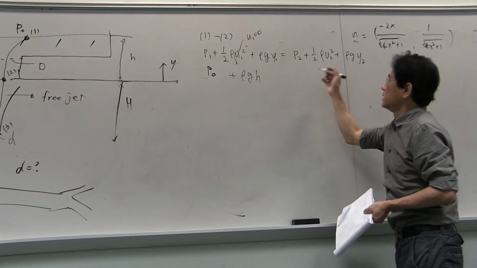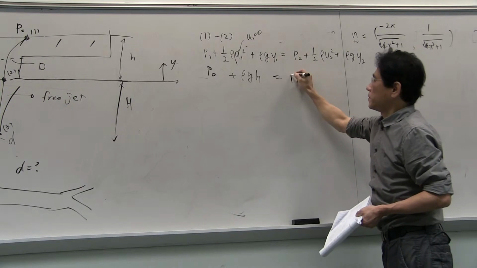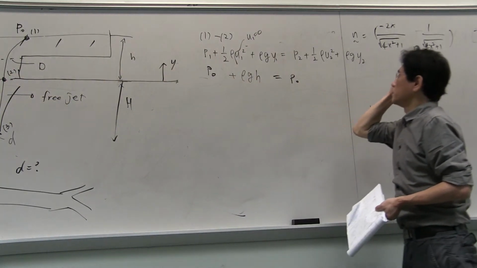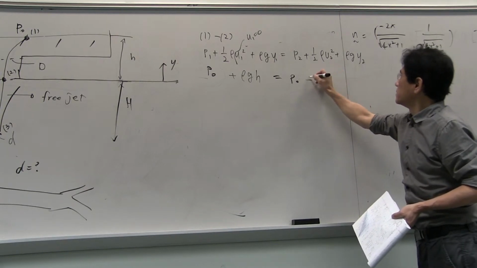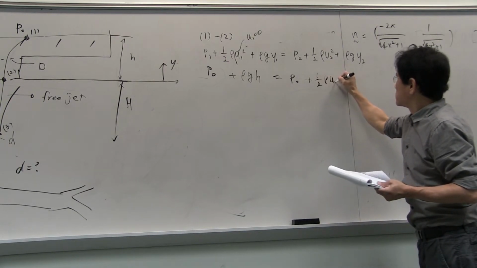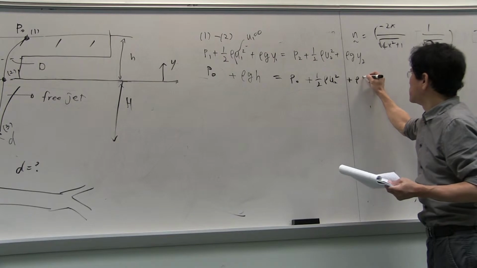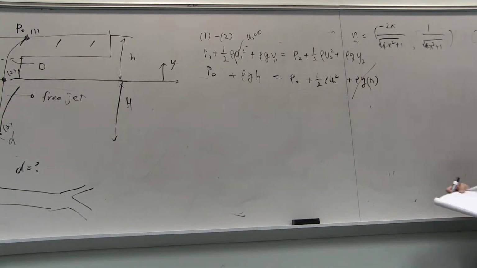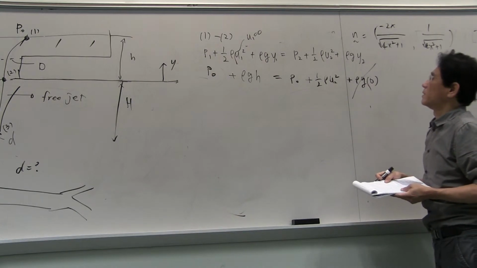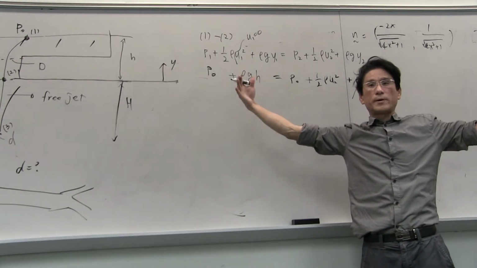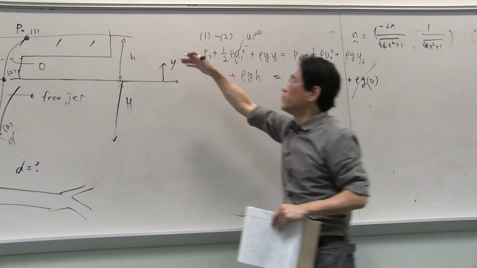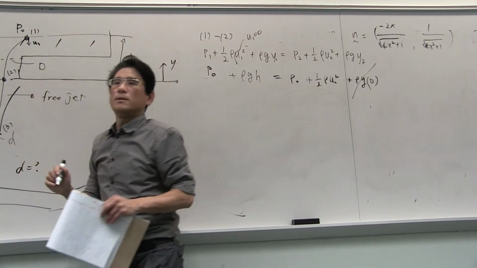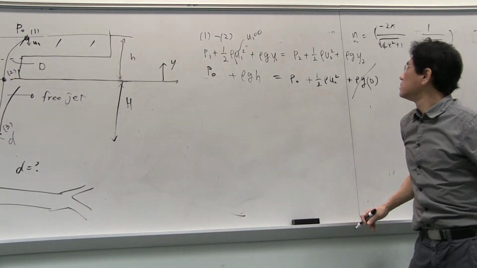Then you have P2. P2 is still P naught because it is open to the atmosphere there. Now you have half rho U2 squared, and then rho g y2, where y2 is 0, so there is nothing there. So the U1 term gets crossed out. Why? Because it's a very large reservoir, we assume that U1 here is 0, so that gets crossed out.